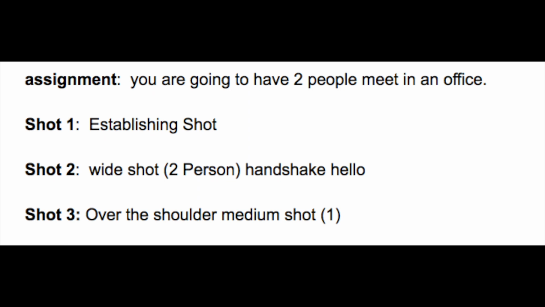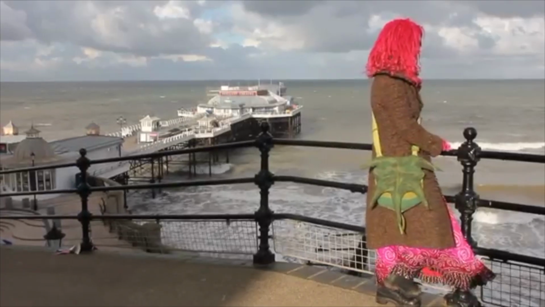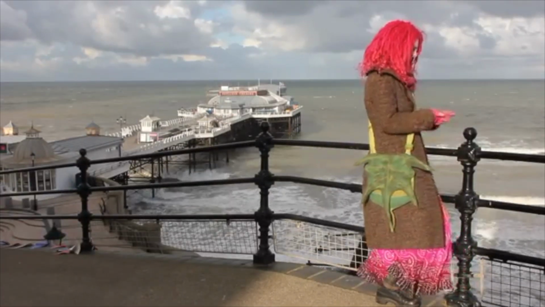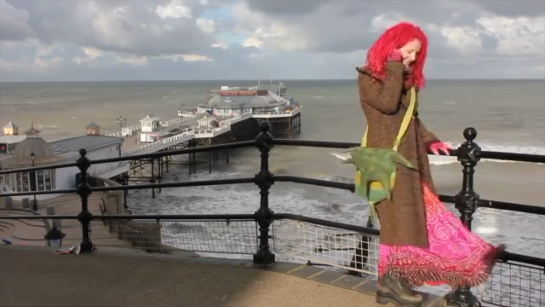Shot 3 is going to be an over-the-shoulder medium shot of person number 1. In shot 4, you're going to go over the shoulder the other way. Don't change seats, just move the camera. And shot 5 is going to be a wide shot saying goodbye to the two people. Remember, this is a wide shot, head to toe. Let's take a look at some examples and see how they did.